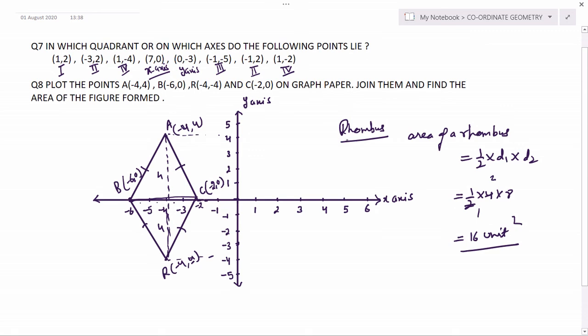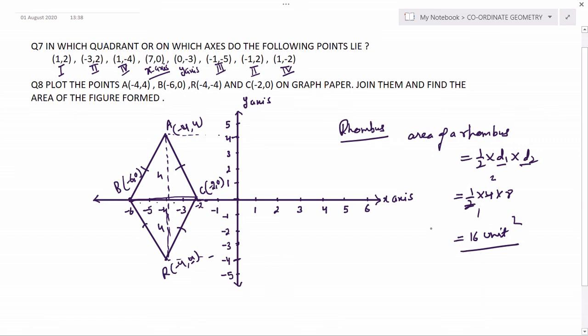All of you know a rhombus is what kind of figure? It is a parallelogram in which all 4 sides are equal. You can see here all 4 sides are equal. So this is a rhombus and the area of a rhombus is half into d1 into d2, where d1 is diagonal 1 and d2 is diagonal 2, right? You can count the units for diagonal 1: 1 unit, 2 unit, 3 unit, 4 unit. Similarly for d2 you can count from here to here. How many units are here? From minus 4 to 4 there are 8 units. So d2 is 8. You multiply them and you get the answer.